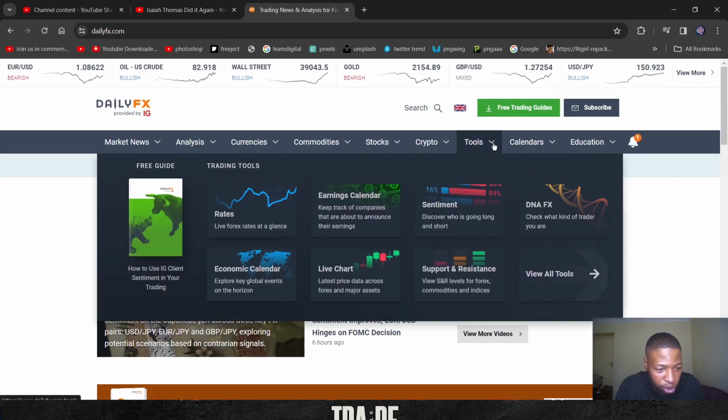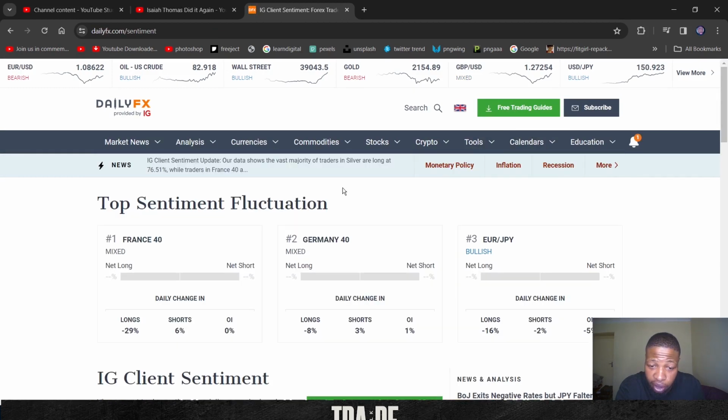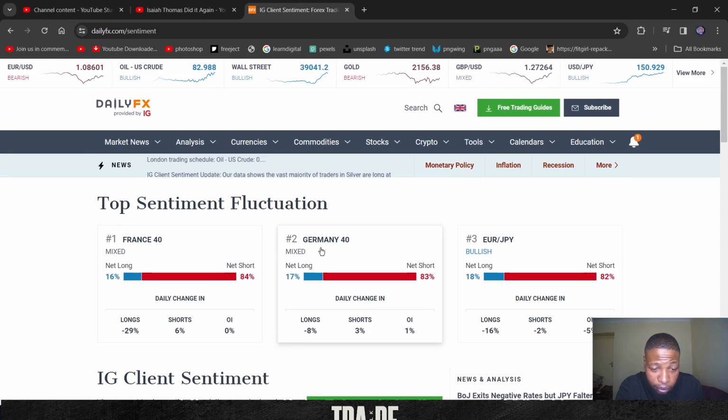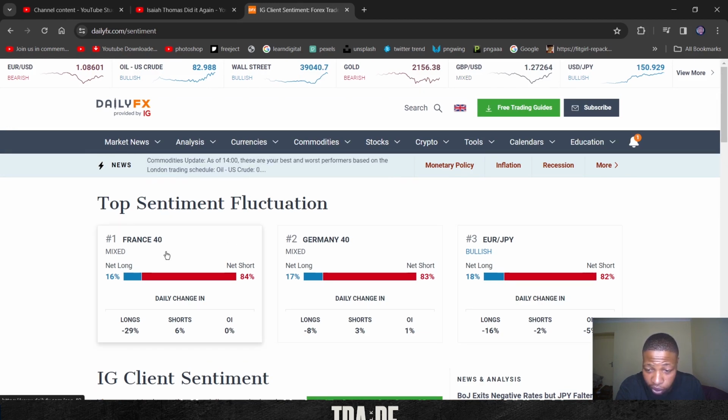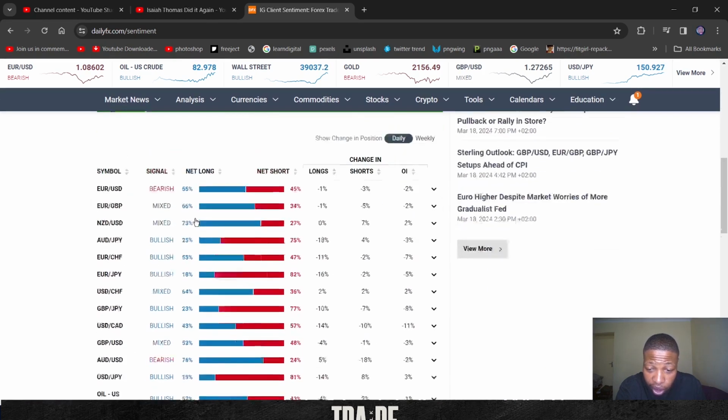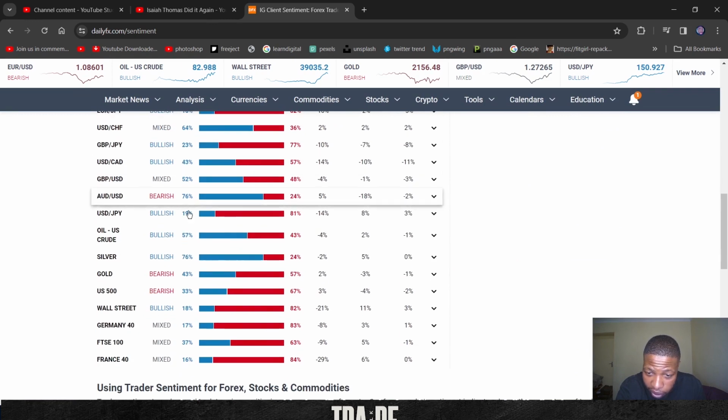You're going to go to your tools and you're going to go to your sentiments, right? When you enter sentiments, there are 3 top sentiment pairs put in front of you. You have Frankfurt, you have German 40, you have Euro JPY. Most brokers don't have Frankfurt 40 and German 40, right? But almost every broker has Euro JPY, right? This is not the only place you're going to get pairs that you're going to trade for the day. You can also scroll down and you're going to see more pairs.